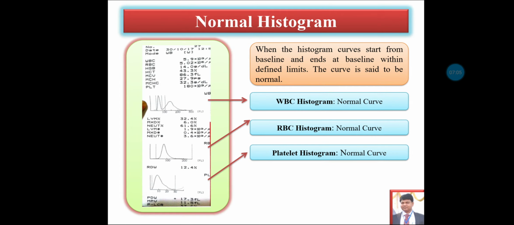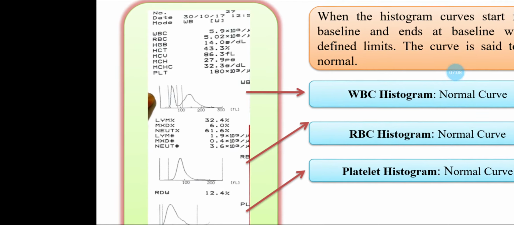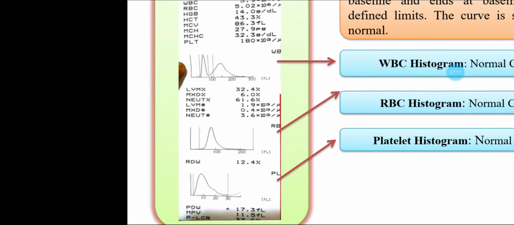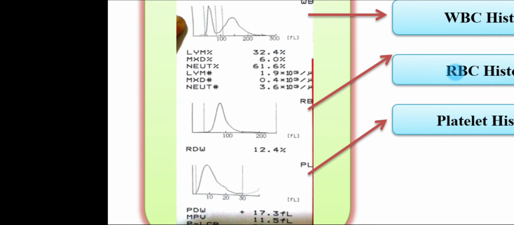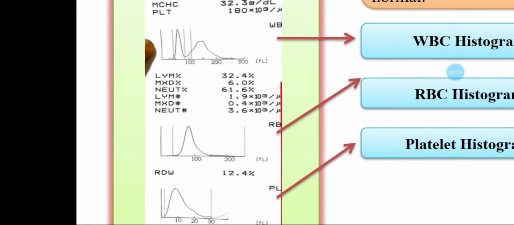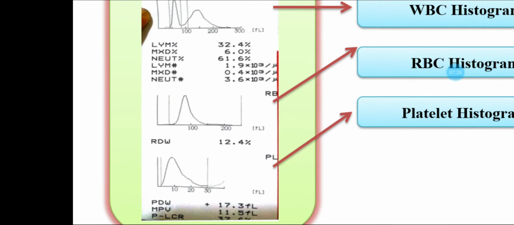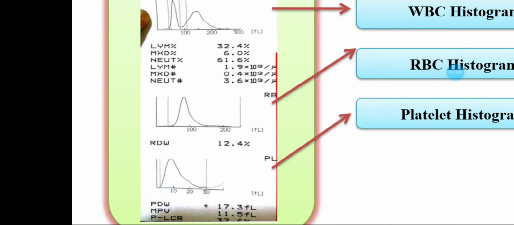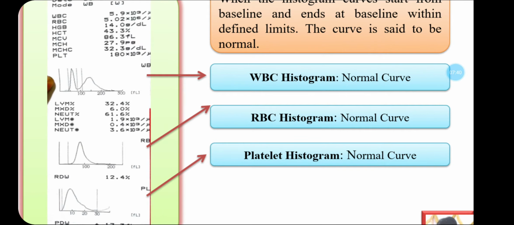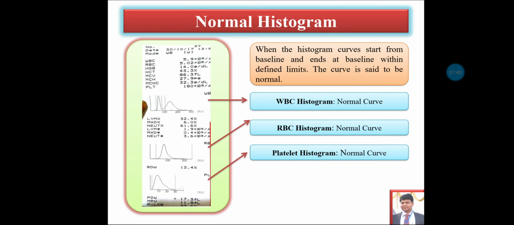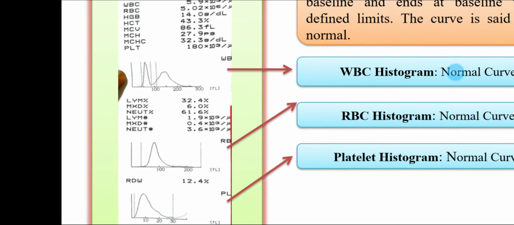So if we go through the normal histogram, this is basically a CBC strip. You can see the histograms. They are plotted within the normal or defined limits, starting from the baseline and ending on the baseline. The WBC histogram is very well plotted. Similarly, the RBC histogram and the platelet histogram also start from the baseline and end at the baseline. So this is how we can check whether the histogram is normal or abnormal. Such a presentation of histograms is considered normal.